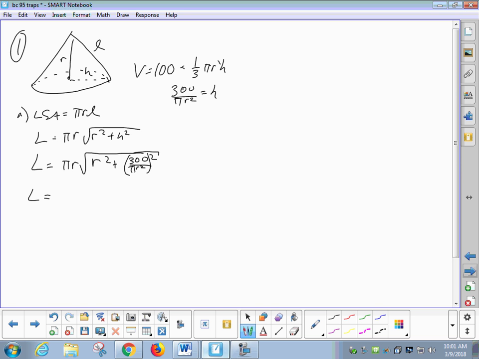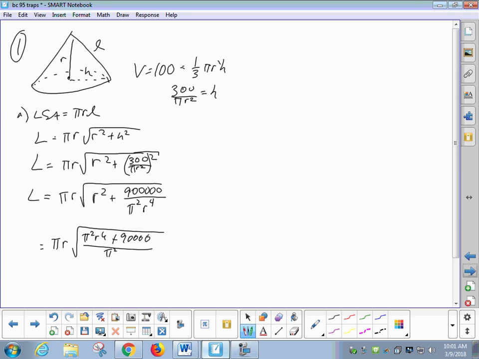I don't want to do calculus on that in step B until it's as clean as I can make it. So here I go, I'm going to clean this up. Pi r times r squared plus 9 with 4 zeros over pi squared r to the 4th. Getting a common denominator, that would be pi r, pi squared r to the 6th plus 90,000 all over pi squared r to the 4th.